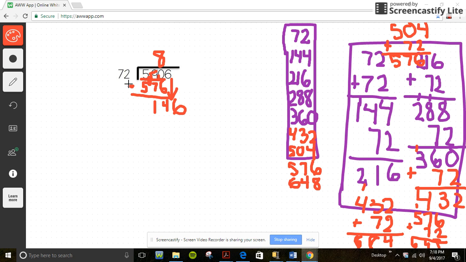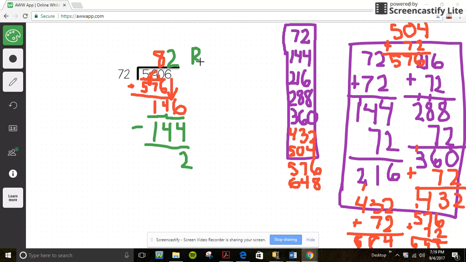How many times does 72 go into... Let me change the color. How many times does 72 go into 1? It cannot. How many times does it go into 14? It cannot. How many times does it go into 146? And the closest is going to be 144. So that is my second on the skip counting. So I'm going to put a 2 here. And I'm going to put my 144. And then I'm going to subtract it. And I come up with a remainder of 2.